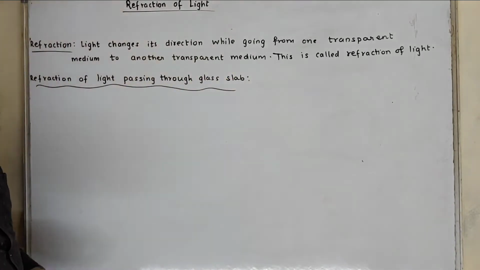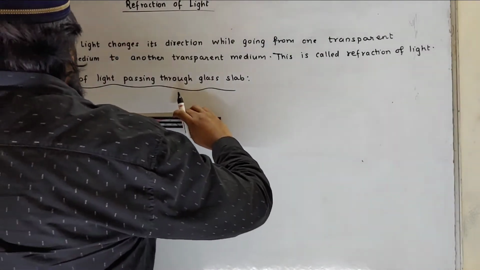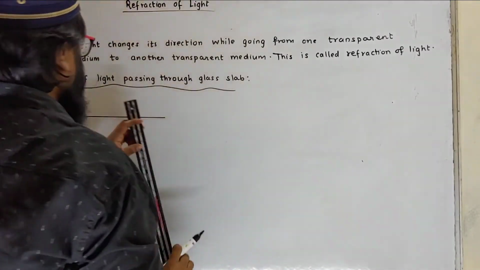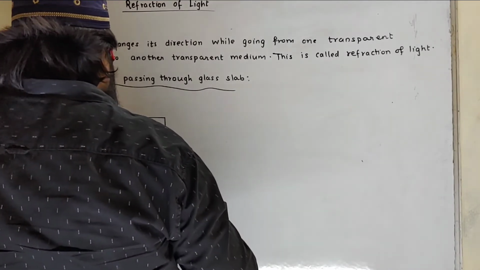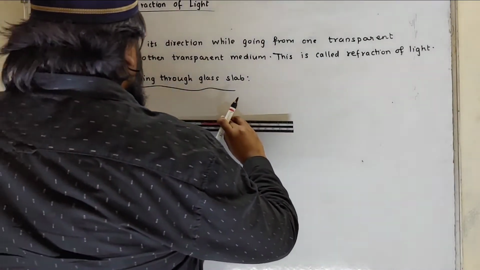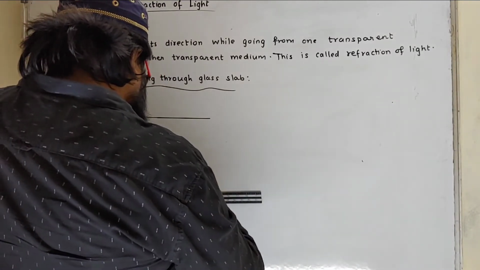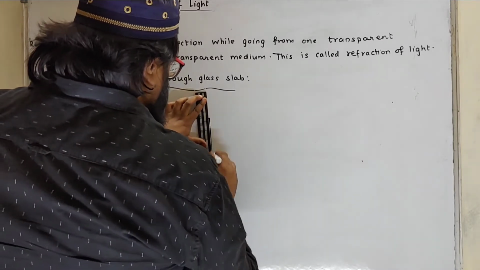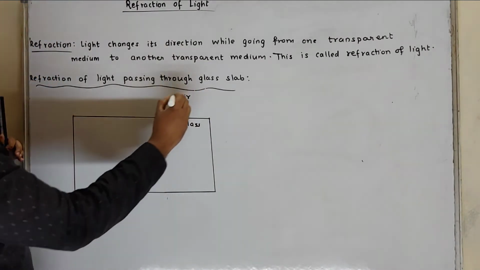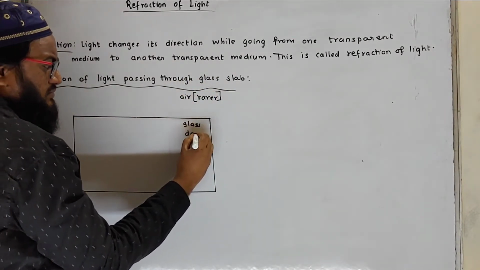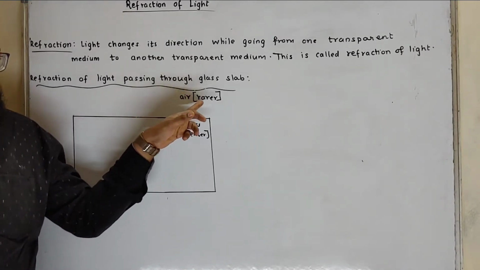This is a very important question. Firstly, we'll draw a glass slab. So this is the glass slab. This is air. Now air is a rarer medium, whereas glass is the denser medium. Why is it denser? Because the molecules in the glass are closely packed, whereas the molecules in air are not closely packed. So denser and rarer.